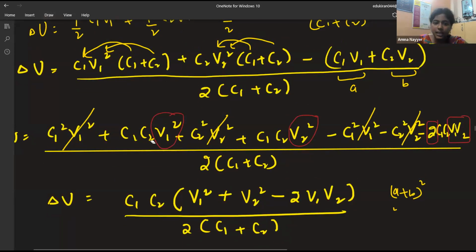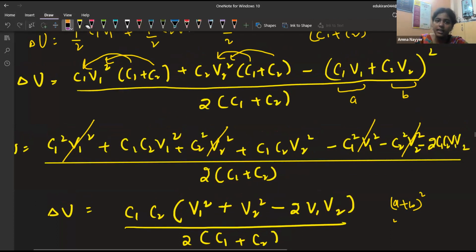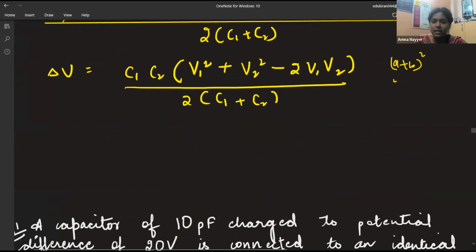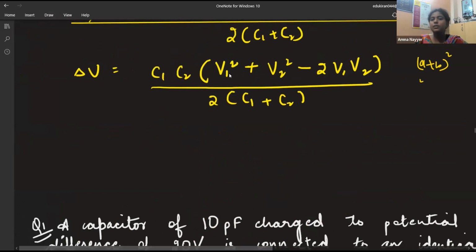I'm again repeating. C1 C2 I have taken common. So V1 square is left plus V2 square minus 2 into V1 V2. These are left if I take C1 C2 common. Now see, you have almost obtained the final answer to this. C1 C2 into V1 square plus V2 square minus 2 V1 V2 is left. Can anyone tell me, is it forming any sort of identity now after all this? Yes, Shavi. Which identity? A minus B whole square.